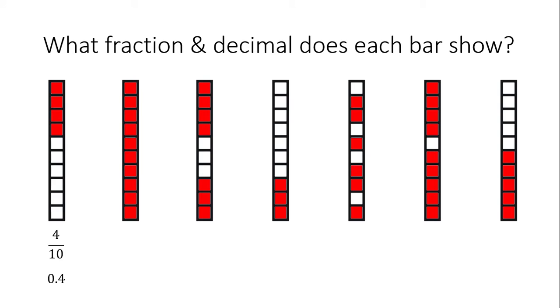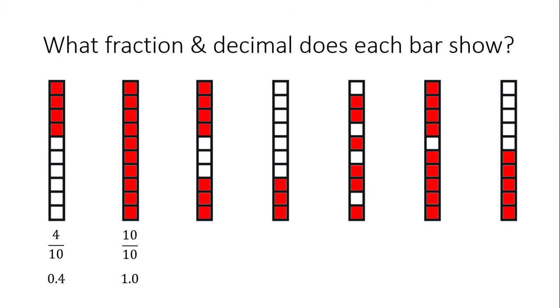The next one has all of them colored in, so you could write that as 10/10, an improper fraction. How would you write 10/10? Well, 10/10 is the same as 1 whole. So you could just write it as 1. Or I could write it as 1.0, just to show that there are no extra pieces in the tenths place, there are just wholes. That's a tricky one. Next one's not so tricky.